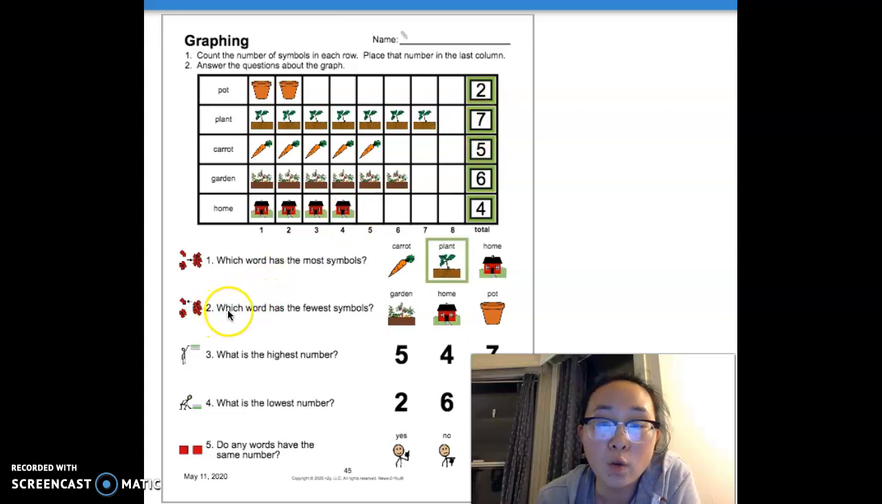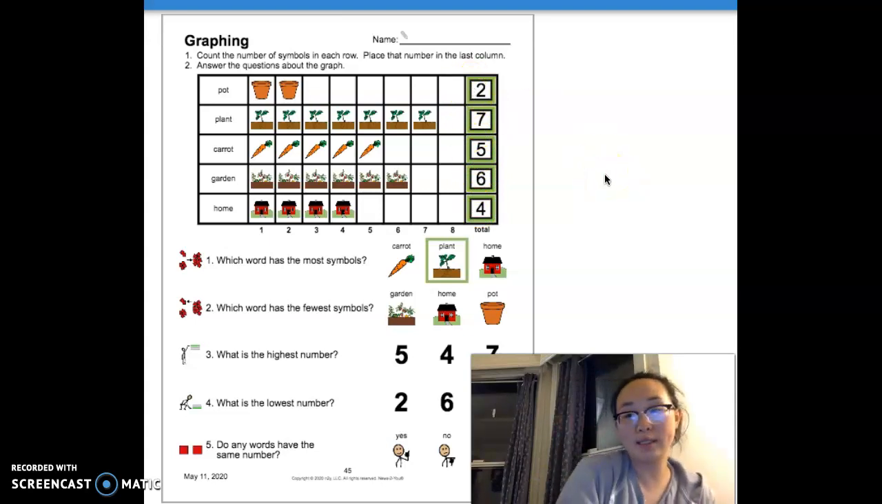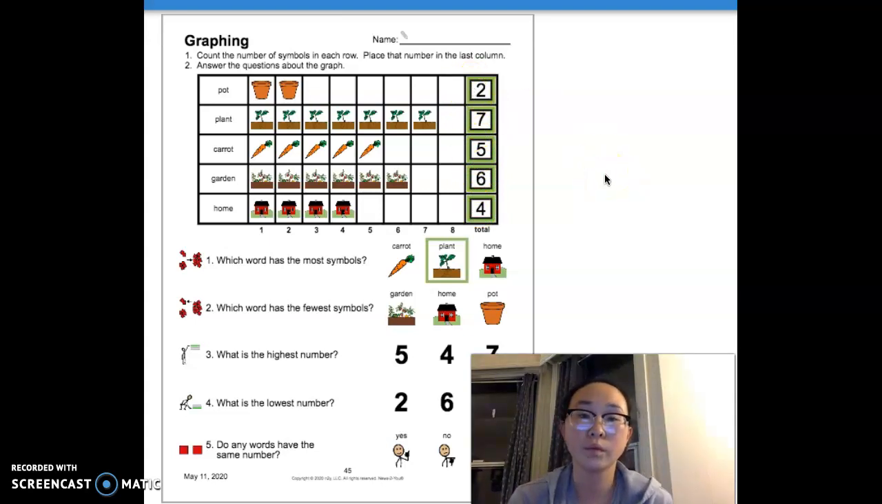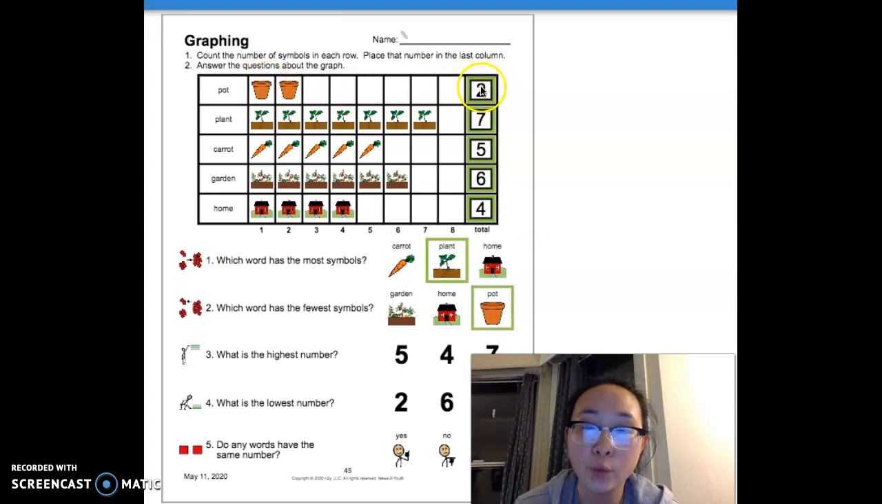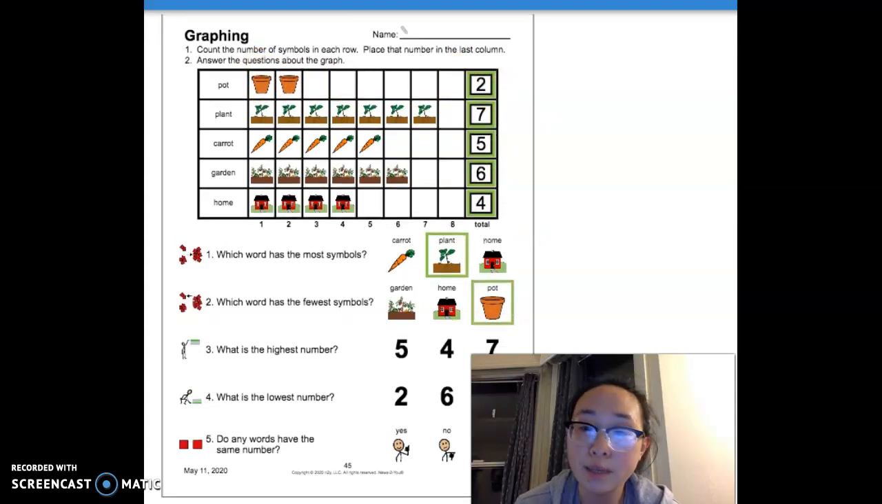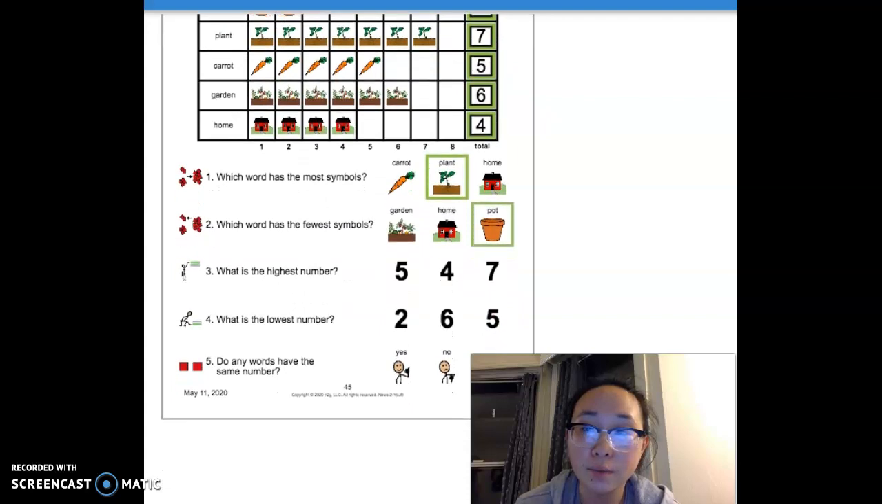Number 2, which word has the fewest symbols? So the fewest. Is it garden, home, or pot? So let's look at garden, which is 6. Home, which has 4. And pot, which has 2. So which one is the fewest? Pot is the fewest. Pot. Pot only has 2. Scroll up a little bit so we can answer the next question.